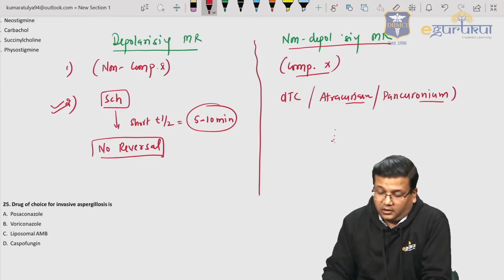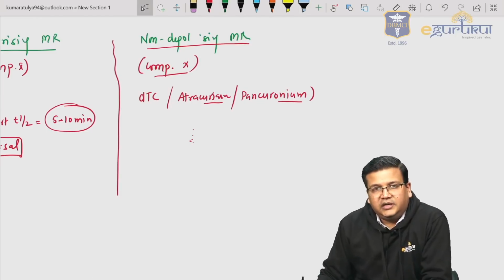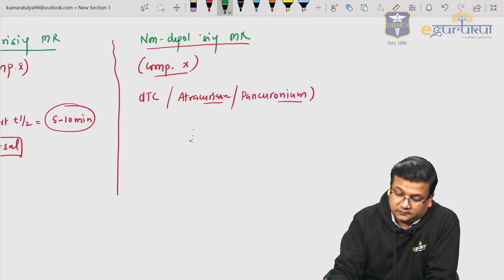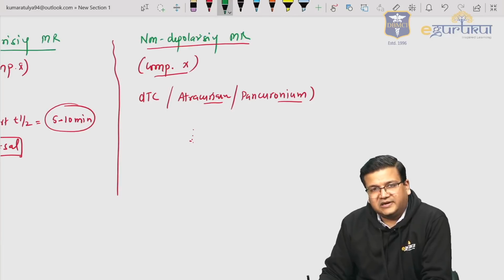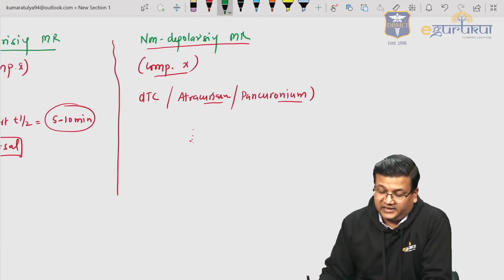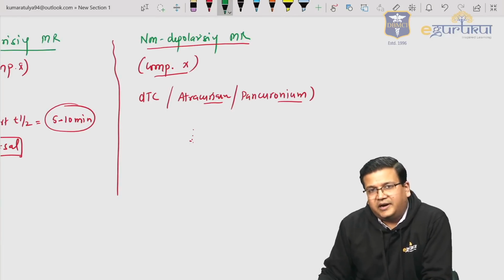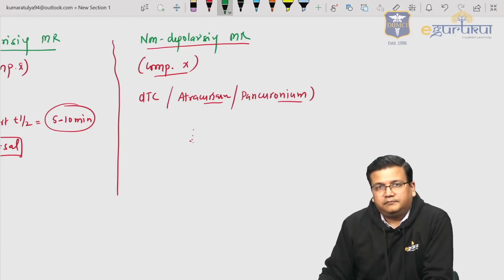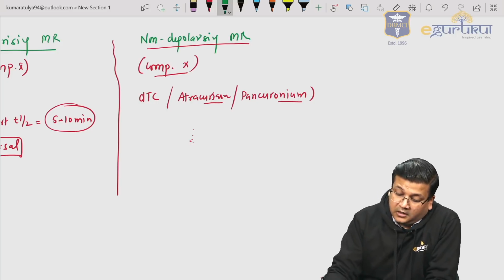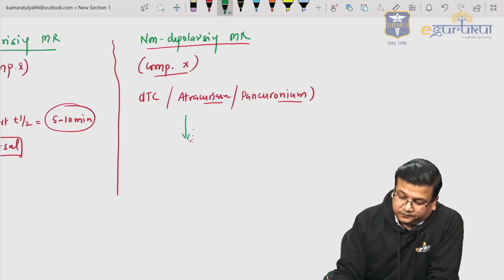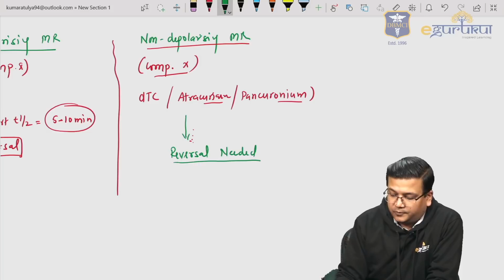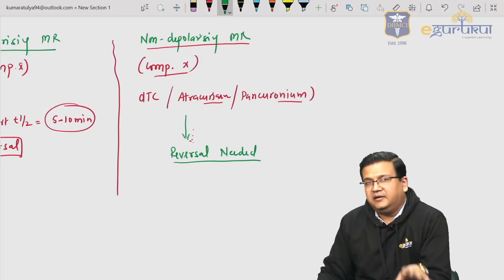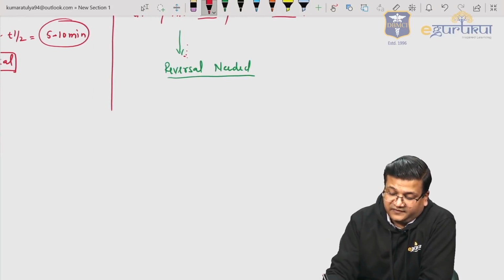No reversal, no drug. Coming to non-depolarizing muscle relaxants or competitive antagonists at the NM receptor, if the drug is longer acting like pancuronium or doxacurium, then we may need reversal. If you give an overdose or if there is post-operative respiratory paralysis, we may need reversal. Now, which drug is given to reverse?